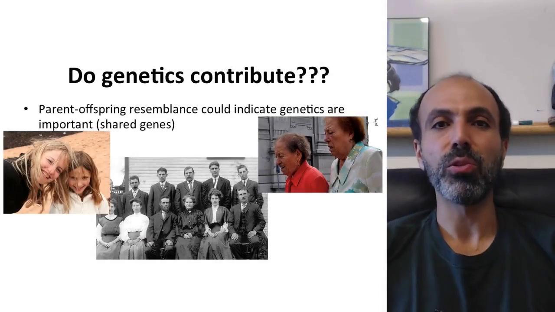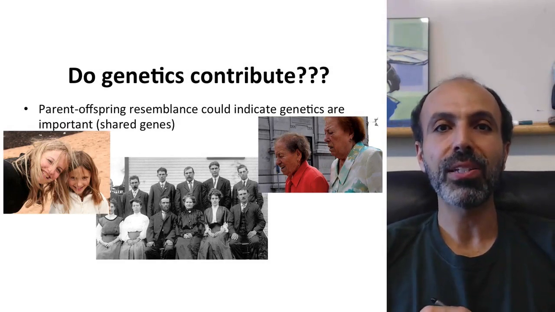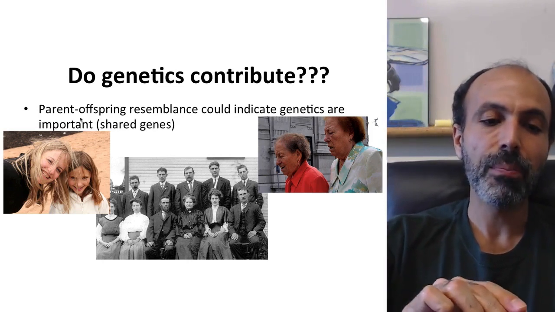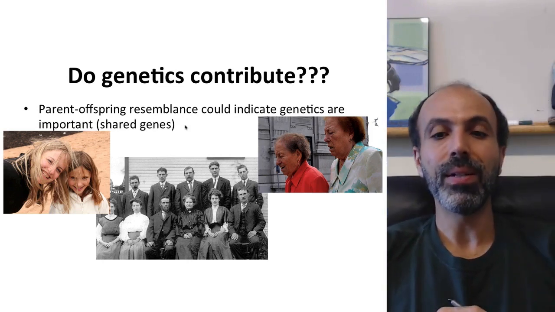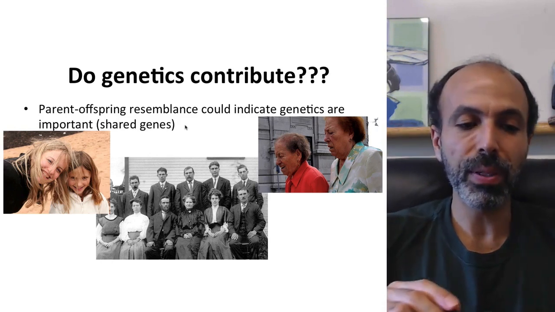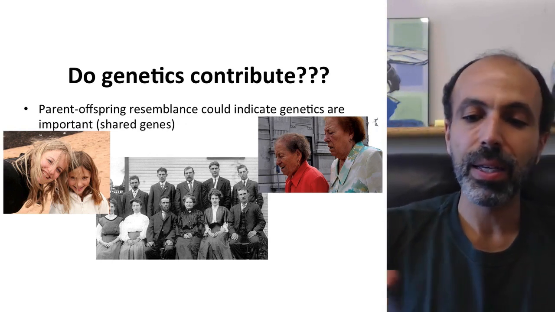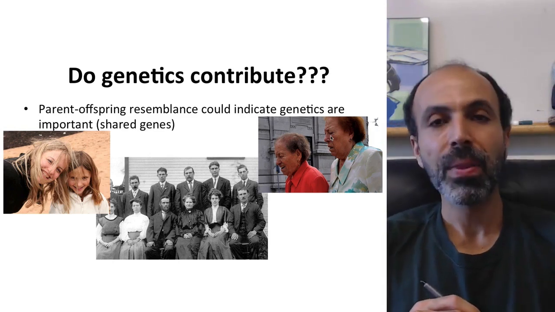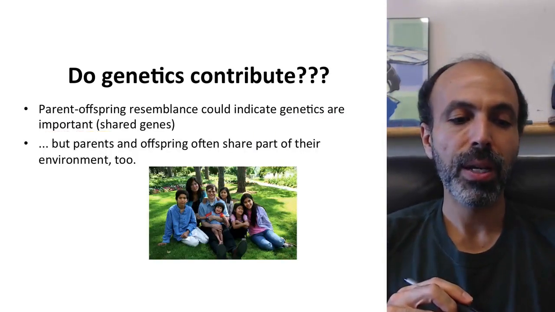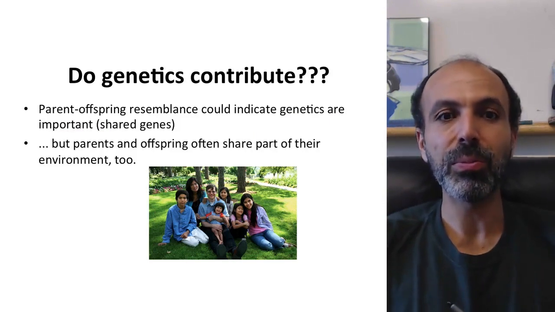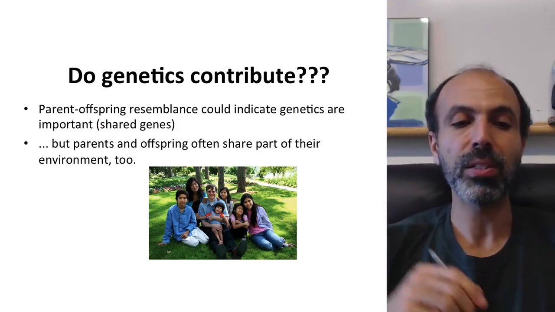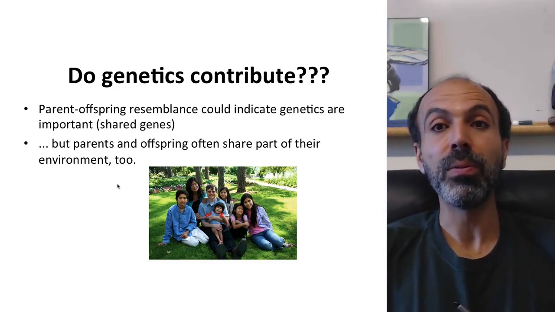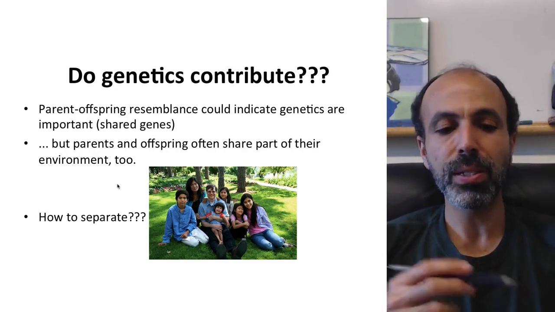So let's dive into this. First, do genetics contribute? The way people usually identify some sort of genetic contribution, and I mentioned this at the beginning of the genetics section, is that there's some sort of parent-offspring resemblance, right? This could indicate that genetics are important because people who are related tend to look more similar to each other than to somebody at random from the population. However, this is not a perfect measure. Part of the reason, and this is something we'll come back to later in this set of videos, not in this video in particular, is that parents and offspring often share part of their environment too. So how do we separate these two things?